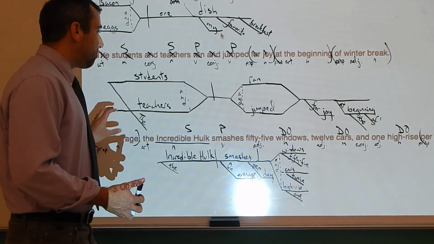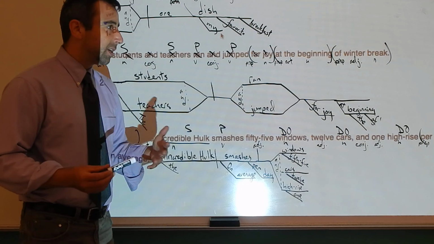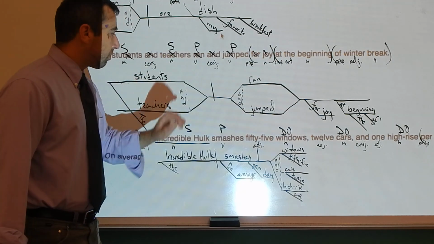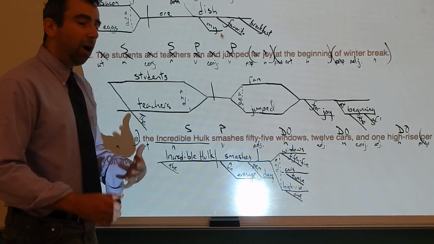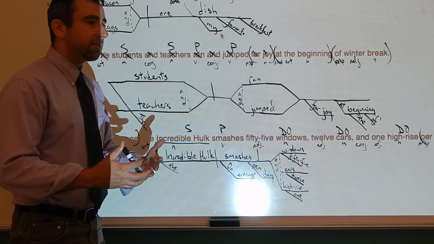Likewise, per day, we could move that to the beginning. Per day, comma, on average, the Incredible Hulk smashes, etc., etc., etc. So when you can move an adverb or a prepositional phrase around in the sentence, that means you know that it's describing the predicate.